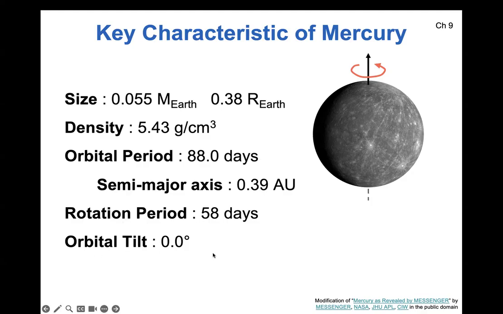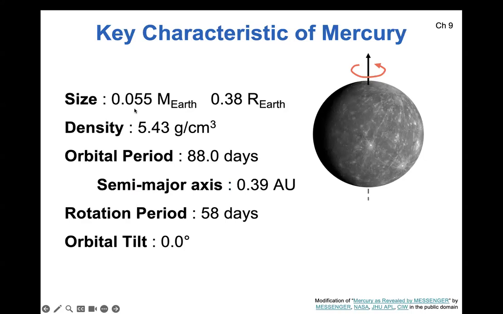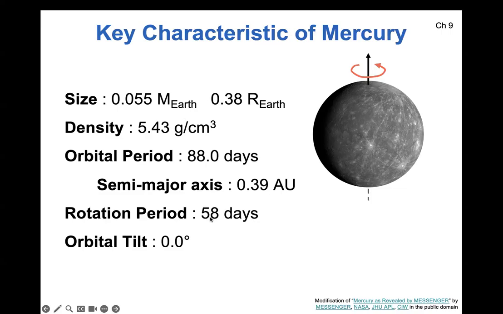And there is virtually no orbital tilt. It's the most straight up and down of all the planets. So the orbits and rotation, which I was highlighting a minute ago, are described here. Mercury completes 3 spins in every 2 orbits. Again, not exactly, but let's say approximately. Okay. So we got the spin 59 days, the orbit 88 days. I know they changed from 58 to 59, but that's because I think it's like 58.5.